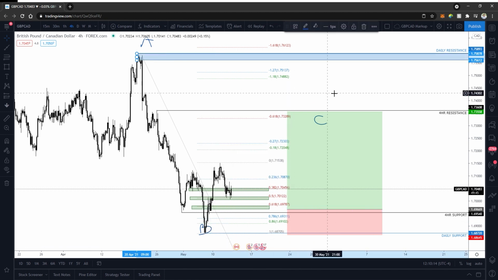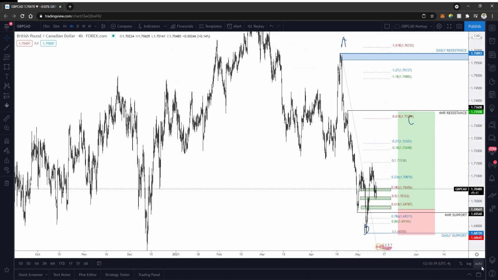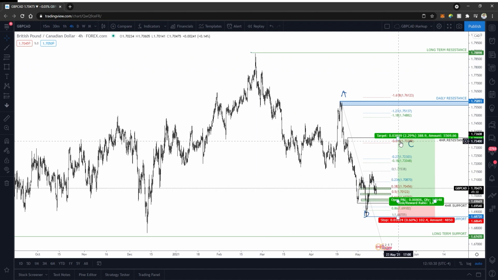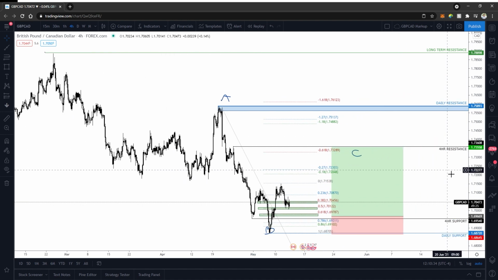So this trend has been down since February of this year. I think what we're about to see is a pullback, but it's a buy opportunity for like 300 pips or so. So I like this setup. Let me know what you guys think below.